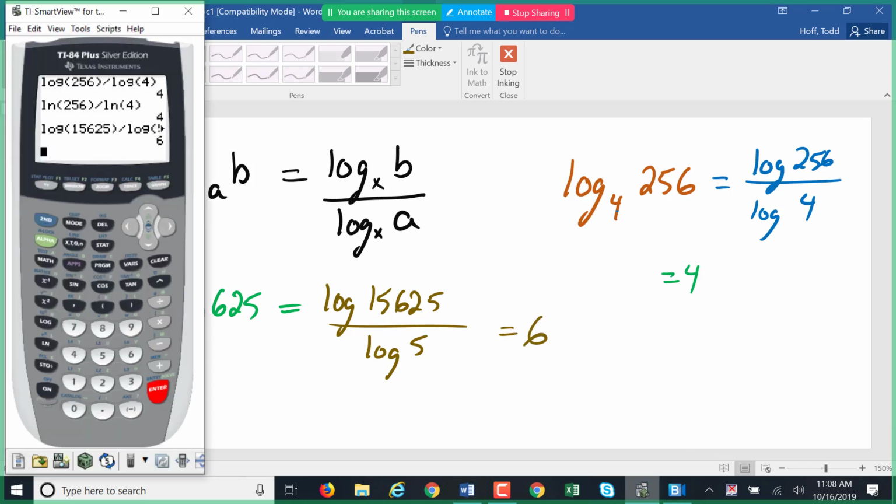If I use the ln instead of the log key, log base e instead of log base 10, log 15,625, close the parentheses, divided by log of 5. Oops, I gotta make sure I use the same one. Gotta use ln here. ln of 5. Notice I still get 6. So I can use any log to calculate any other log base as long as I use that change of base formula.